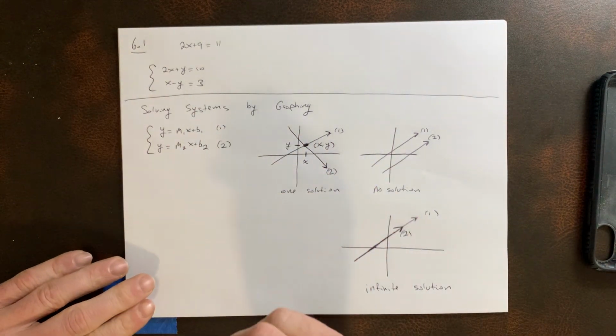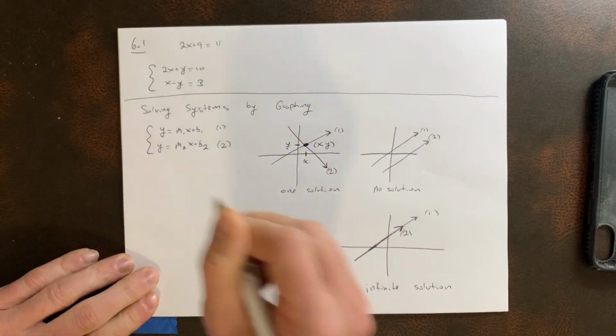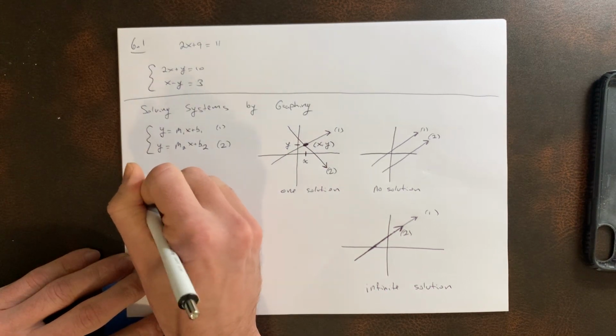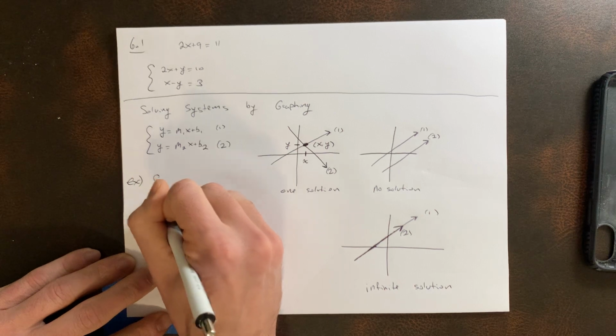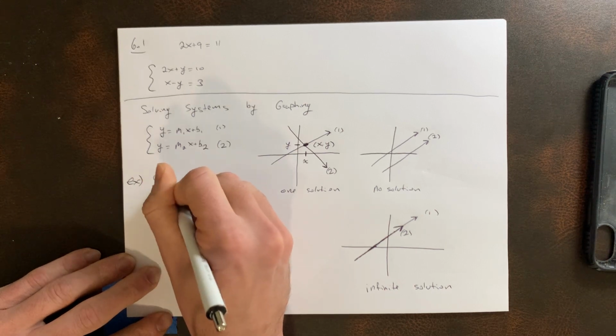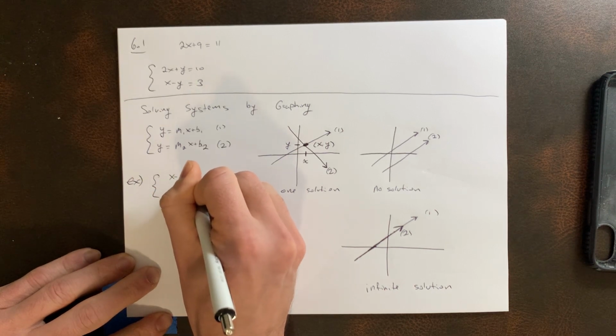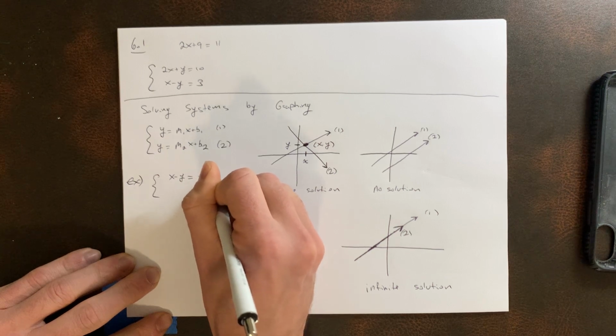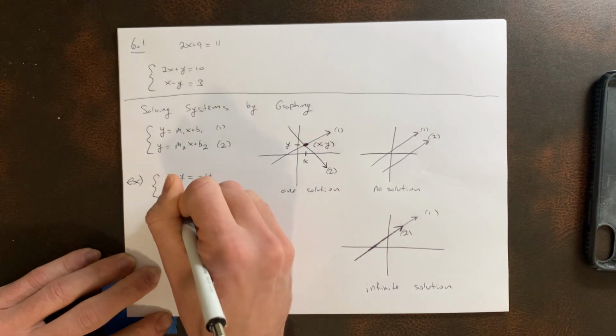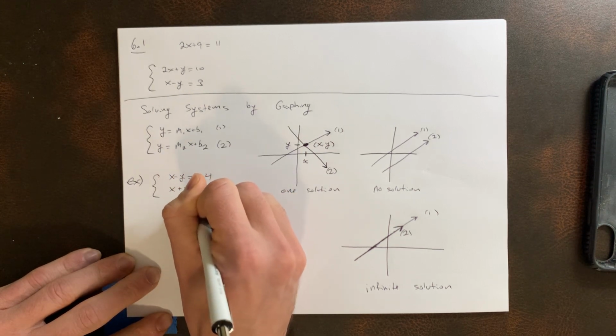So let's do it with an example. Say we want to solve this system: x minus y is equal to minus 4, and then x plus y is equal to 12.